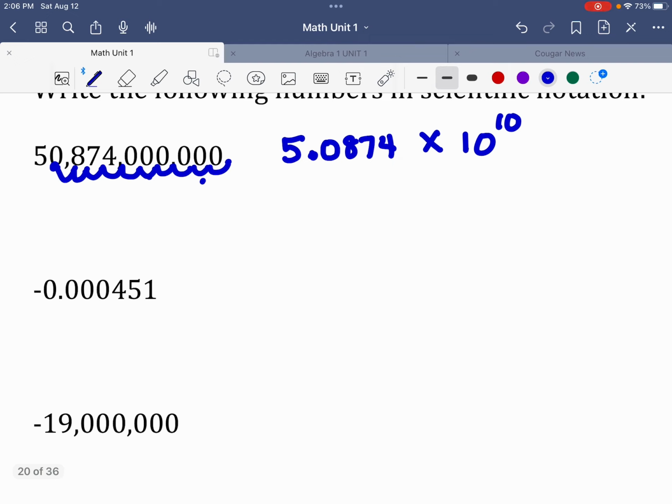All right, the next question is a negative number, so that doesn't change anything, but it's also a very small number, which means we have to move the decimal to the right to get a number between 1 and 10. So the decimal's here. I've got to move it 1, 2, 3, 4 to get to a whole number between 1 and 10. So here we go. It's 4.51, because we're going to drop all the zeros before it, times 10 to the negative. How many places did we move the decimal? 1, 2, 3, 4. To the negative 4th power. Negative 4.51 times 10 to the negative 4 power.